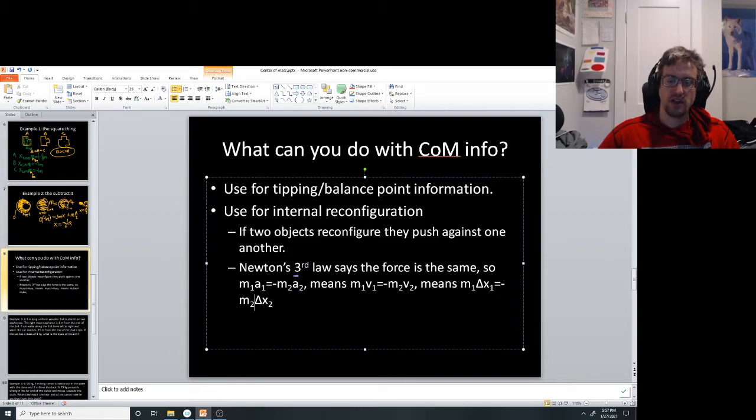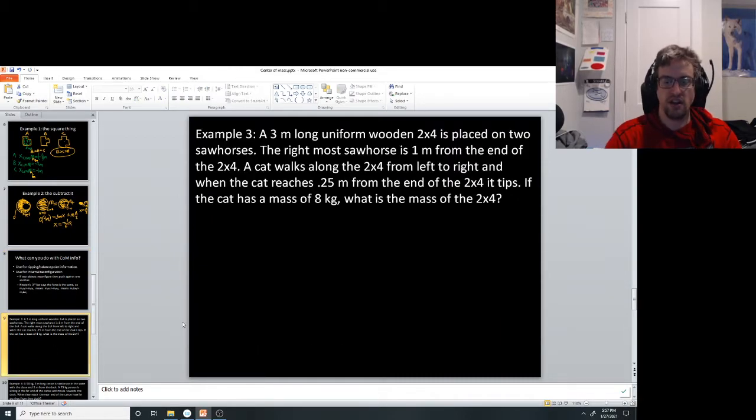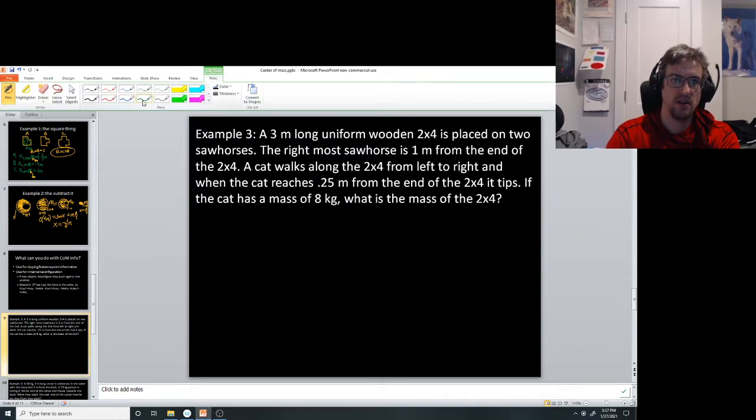All right, let me do some quick examples of how to use those different things. Our first one is a tipping point problem. We've got a cat walking along a 2x4. Let me draw it out for you. You know what sawhorses are, I hope. They're the little things you rest boards on so that they can be sawed. Okay, there's a sawhorse, there's my beam. It's not a very good one.